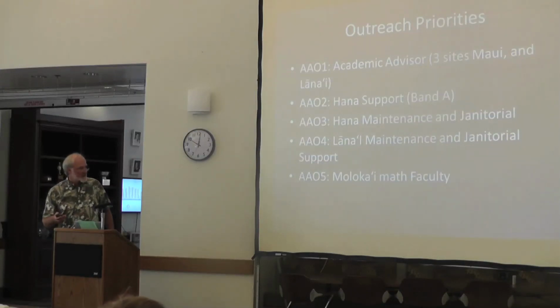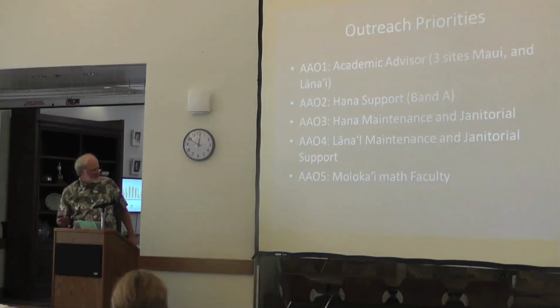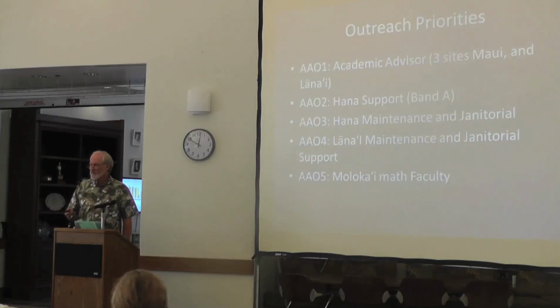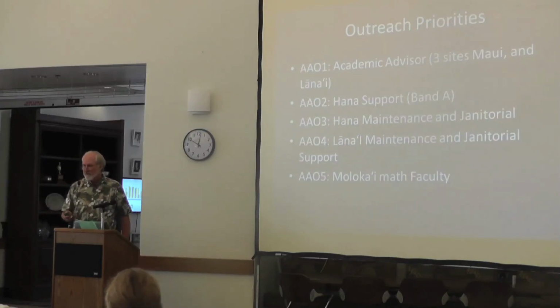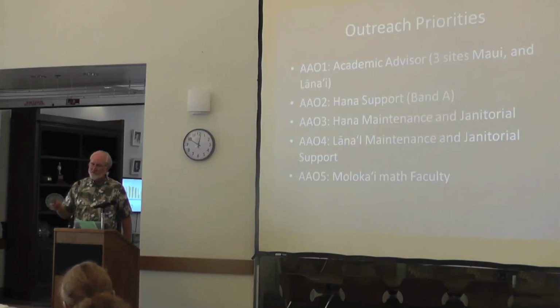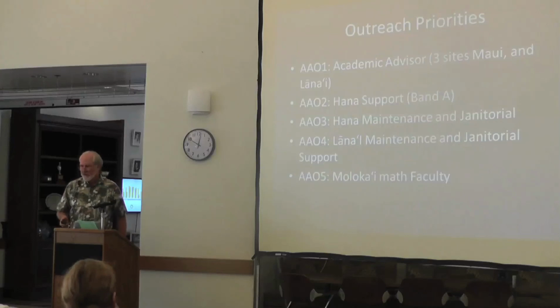Lanai maintenance and janitorial support, that's contracted. And then a math faculty position for Molokai. I left one off, it looks like, and that would be the Hawaiian Studies position for Molokai as well. You guys have about 250 students right now? About 200, but you've gone up as high as 250. They offer enough sections in both math and English to justify a full-time faculty position. It would be a lecturer replacement sort of thing, so we wouldn't have to pay for the whole cost of the position.